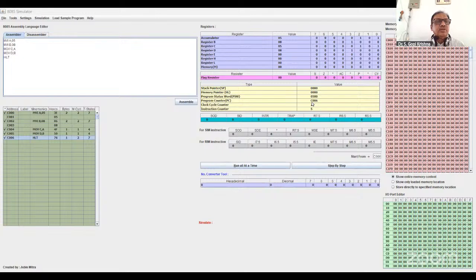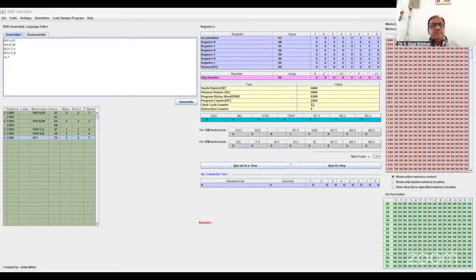So overall, ADD R means the contents of the operand are added to the contents of the accumulator and the result is stored in the accumulator. If the operand is a memory location, its location is specified by the contents of the HL register. Then all flags are modified to reflect the result of the addition.